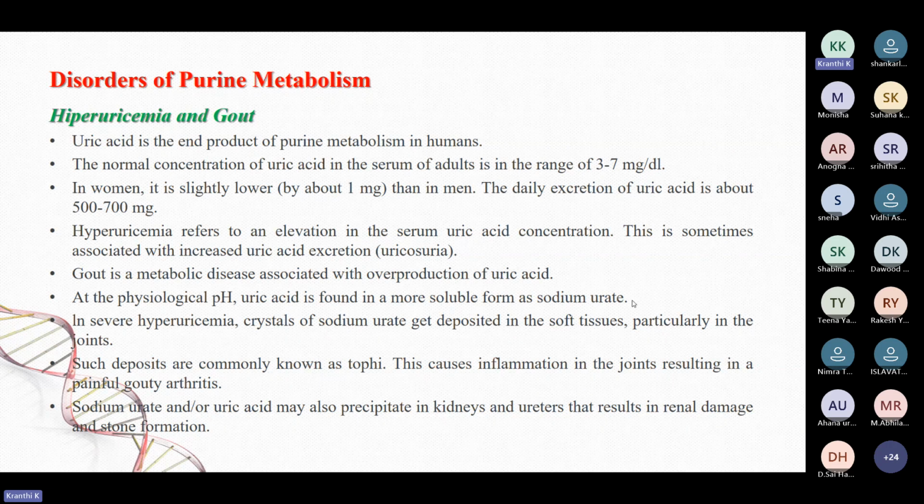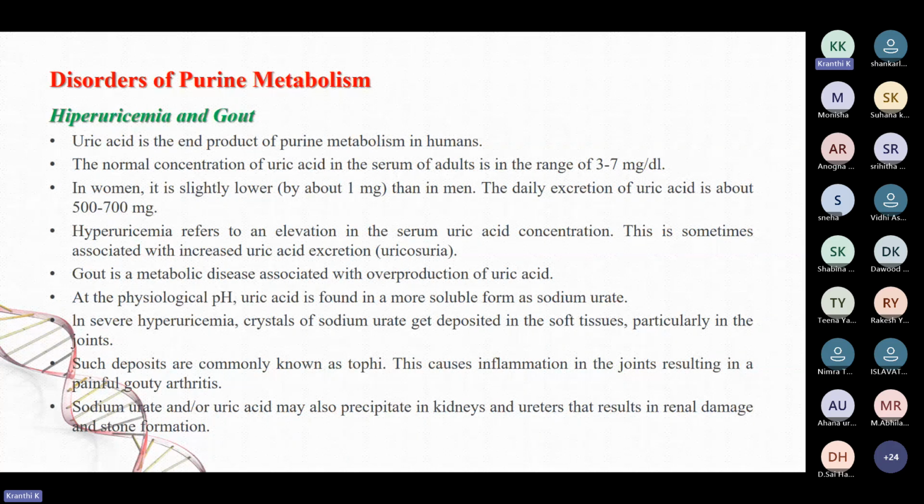Actually, uric acid is present in the extracellular fluid. We already discussed the extracellular fluid, which contains more sodium. So at a particular pH, whatever uric acid is found is soluble and will be linked to the sodium. It is combined with the sodium and appears as sodium urate. Sodium urate is nothing but sodium uric acid. That is a soluble form.